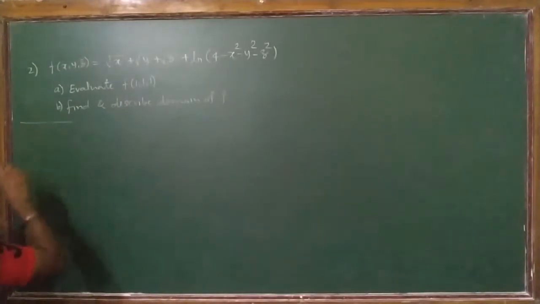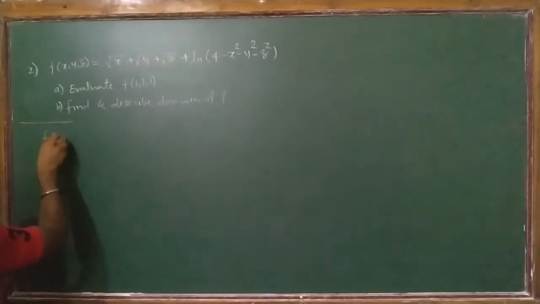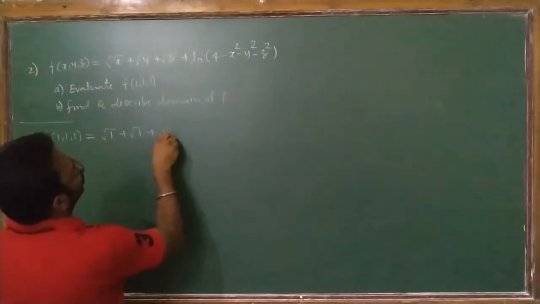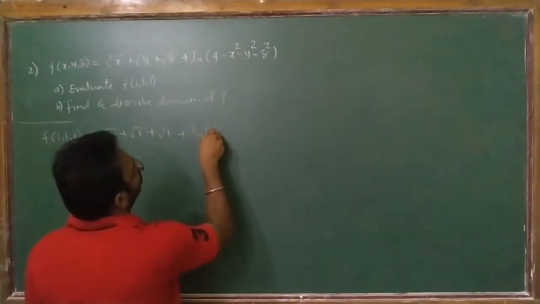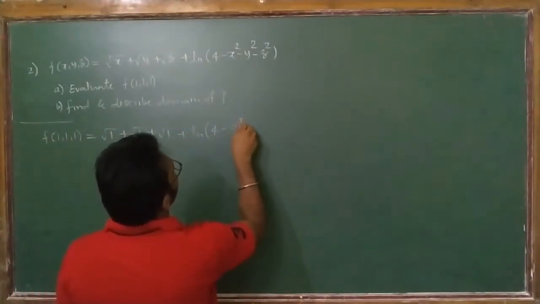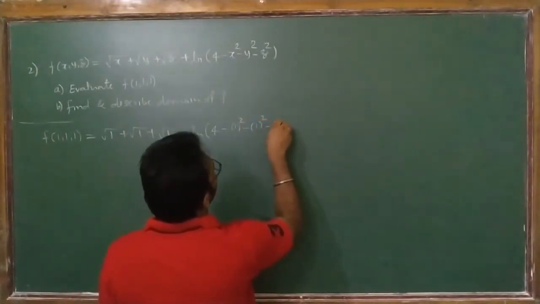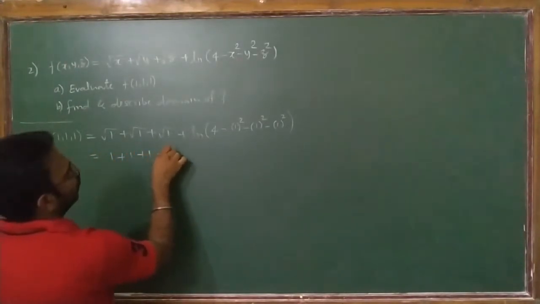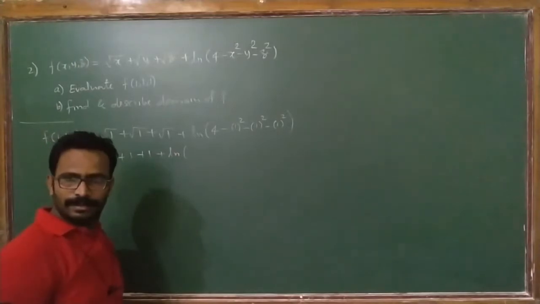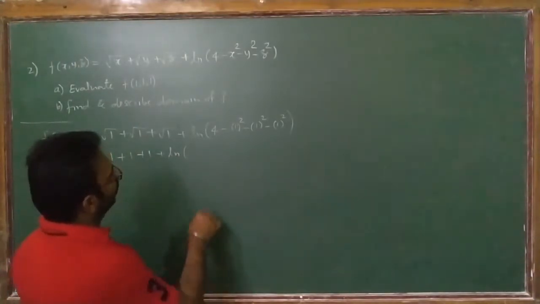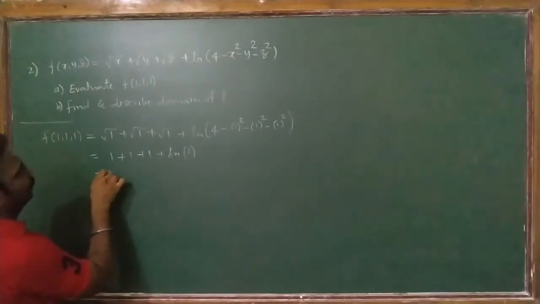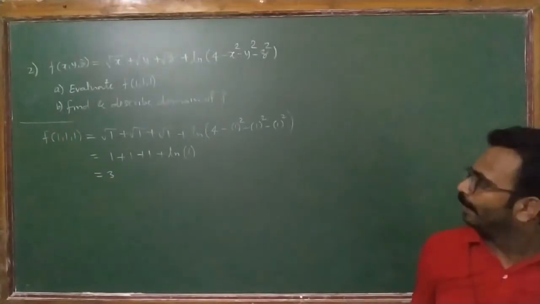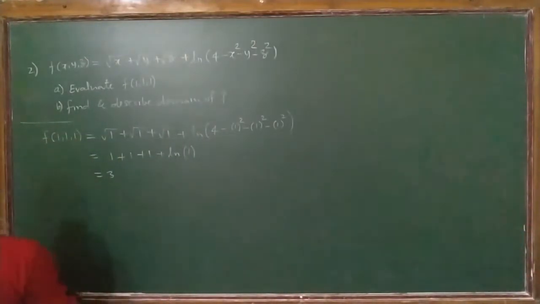Okay. So let us find f of 1, 1, 1. So this is square root 1 plus square root 1 plus square root 1 plus ln of 4 minus 1 square minus 1 square minus 1 square. So it is 1 plus 1 plus 1 plus ln of 4 minus 1 minus 1 minus 1, so minus 1. So ln of 1 is 0 and the value of f of 1, 1, 1 is 3. Now we have to find the domain.